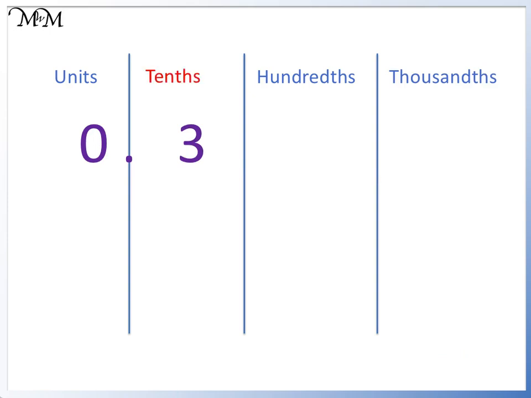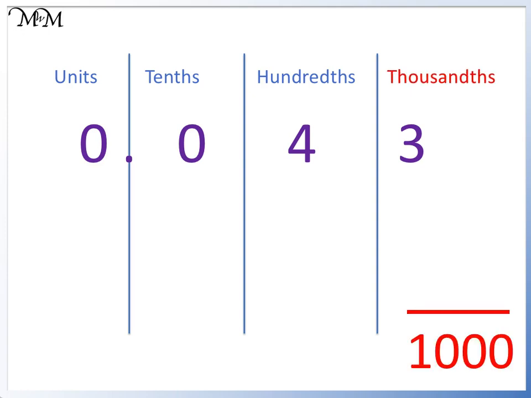0.3 finishes in the tenths column, so our denominator is 10. If we read across from the decimal point, we have 3. So our fraction is 3 tenths. 0.043 finishes in the thousandths column. So our denominator is 1,000. Again, we just read across from the decimal point, and we have 43. So the fraction is 43 thousandths.